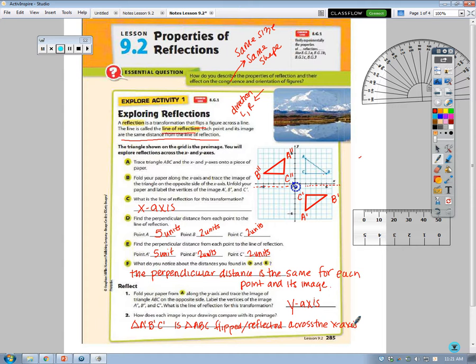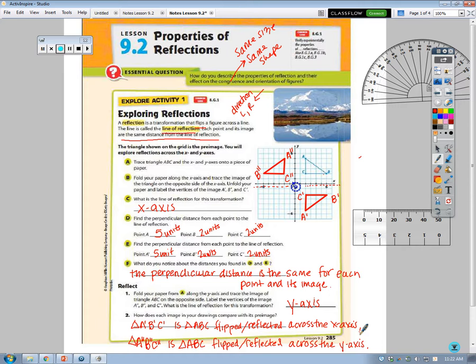And then we could also say triangle A double prime, B double prime, and C double prime is triangle ABC, flipped or reflected across the y-axis. Okay, so that's a little introduction there of exploring reflections.